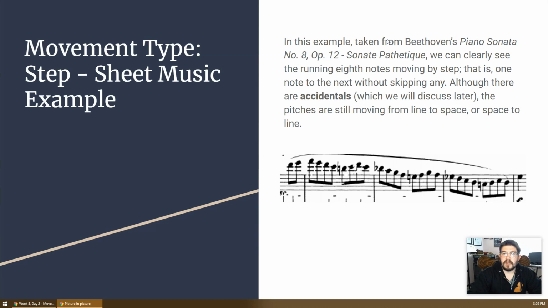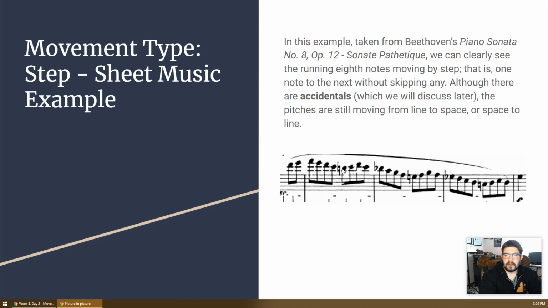So moving on right here, we have this musical example. It's taken from Beethoven's Piano Sonata Number 8, Opus 13, the Pathétique Sonata. So when we're looking here, we can clearly see that running eighth notes are moving by steps. So we've got all of these eighth notes right here. And if you're looking, they're going from line to space and space to line without skipping anything. So if you're following my mouse right here, so far we haven't skipped a single note. We haven't moved more than a line or a space at any given time.